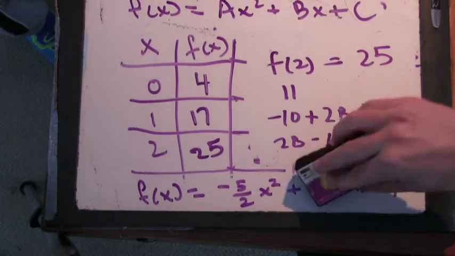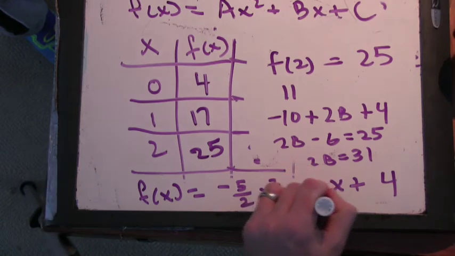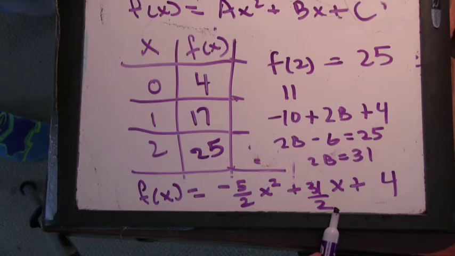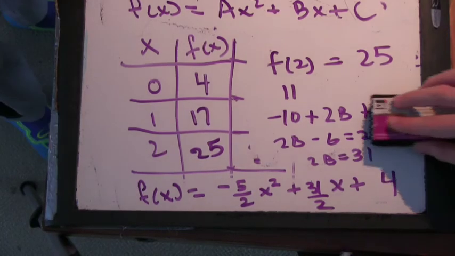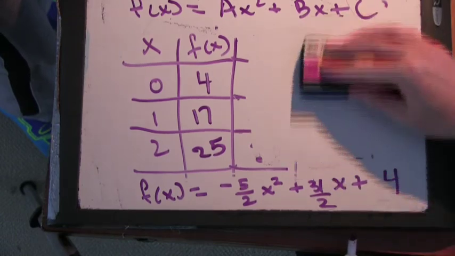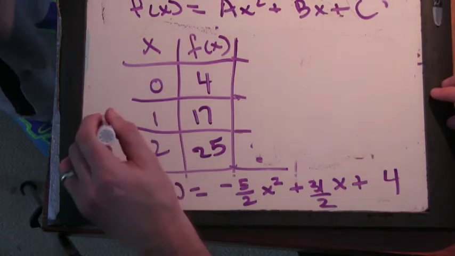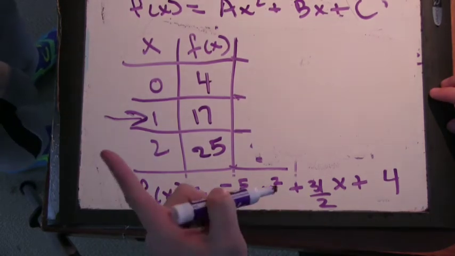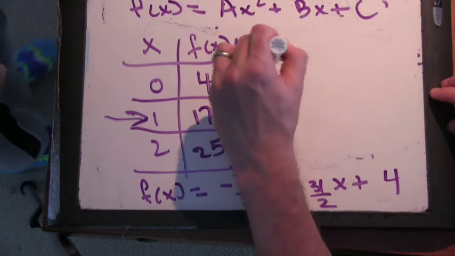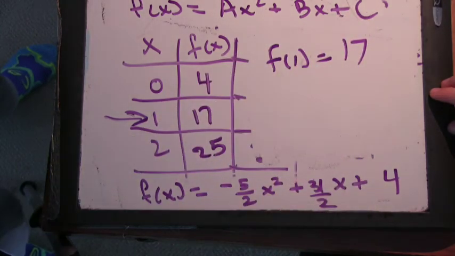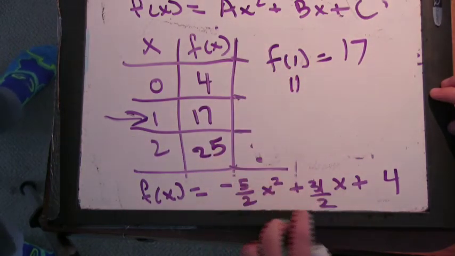So we've just figured out f of x equals minus 5 halves x squared plus 31 halves x plus 4. The only way left to check that this is right is by using the one we haven't used yet, which is 1. Let's plug it in. Can you tell me what f of 1 is? Hopefully we're going to get 17. But what do we get from plugging 1 into this equation?